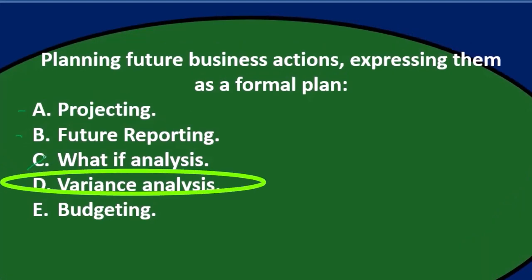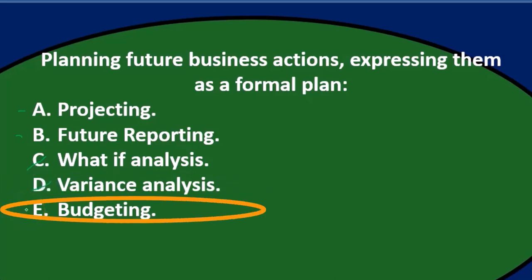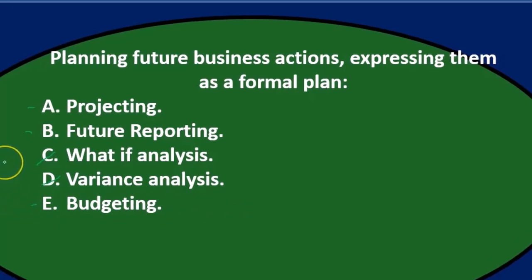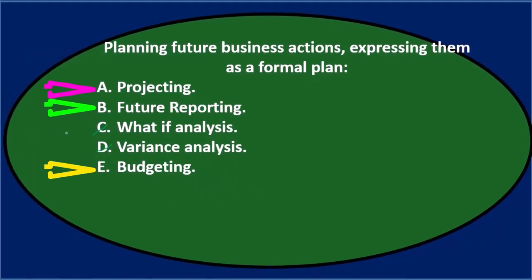D says variance analysis. Once again, that sounds familiar, and we might do variance like differences, which would be the actual versus what happened, but not the item here. So E says budgeting, which again sounds kind of like what we're doing here. So I'm going to keep E. So we're left with A, B, and E. Let's go through it again.